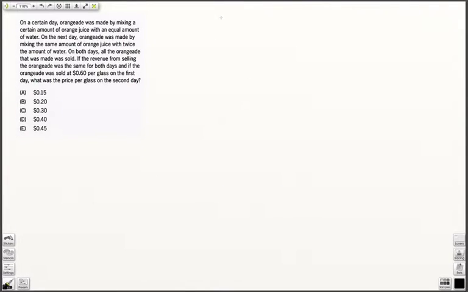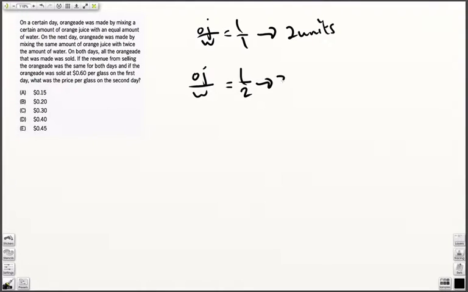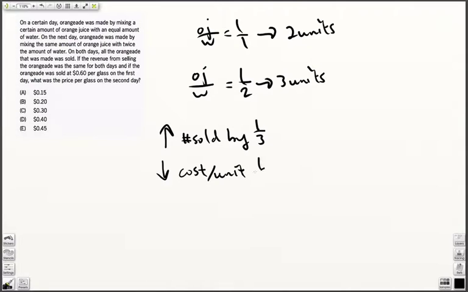Ultimately, what we're doing, if we're looking at the ratio, is we started with a ratio of orange juice to water that was 1 to 1, right? So that's 2 units. Then we had an orange juice to water ratio that was 1 to 2. So that's going to be 3 units. So what we've done is we've actually increased the number sold by 1/3. So we're shifting 1/3 more units than we were before, which indicates that we can actually decrease the cost per unit by 1/3, provided that the revenue is equal.